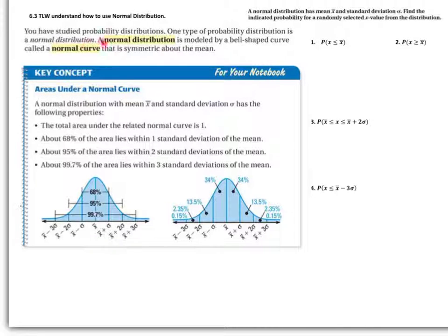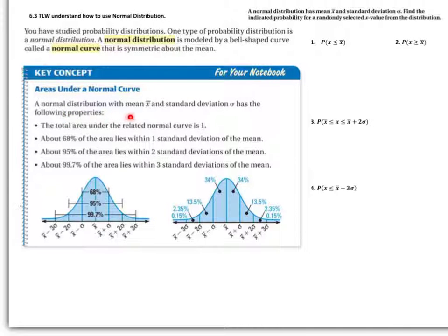You've studied probability distributions. One type of probability distribution is a normal distribution. A normal distribution is modeled by a bell-shaped curve. This is the bell-shaped curve right here. It is called a normal curve that is symmetric about the mean. The mean is the middle. It's the average that goes right in the middle of the bell.